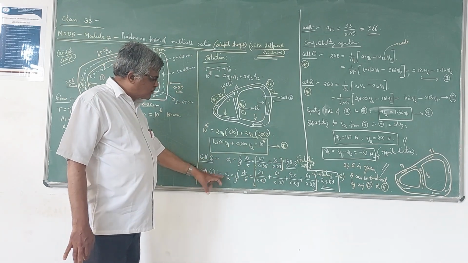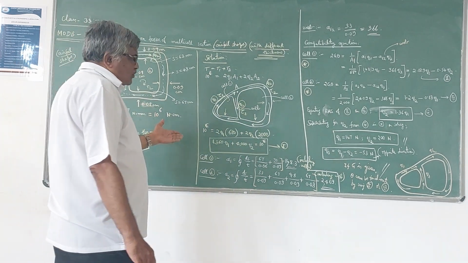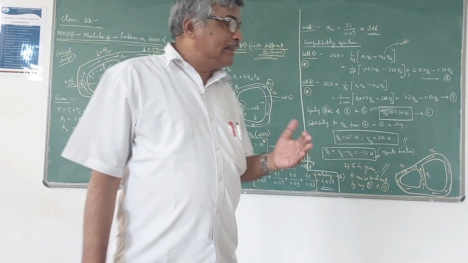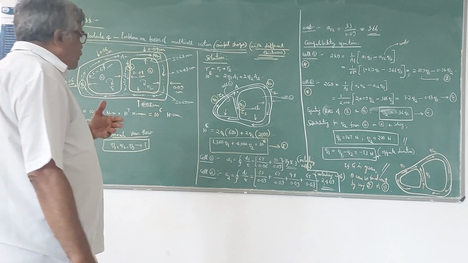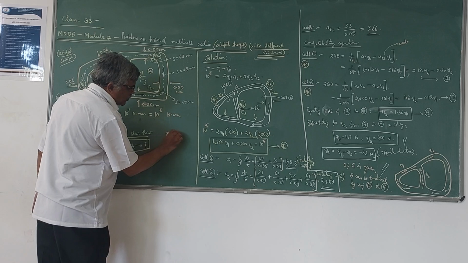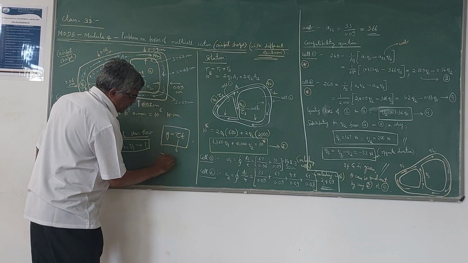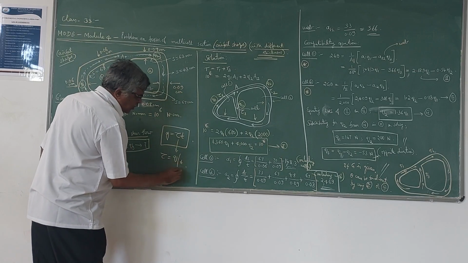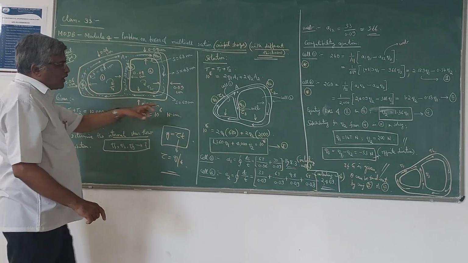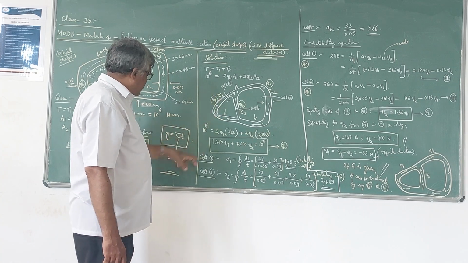You have to calculate these closed integrals, and then use the compatibility equation along with the torsion equation. You can solve for the shear flow. If they ask for shear stress in this problem, you know the relationship between shear flow and shear stress: Q is equal to tau into T. So this equation you can use. Therefore, tau will be Q divided by T. If you are calculating the shear stress in the first cell, that is tau 1, then you have to use Q1 divided by whatever the thickness is.